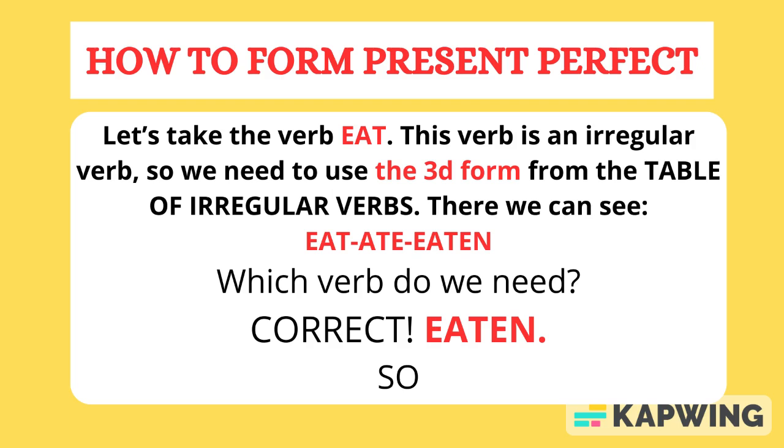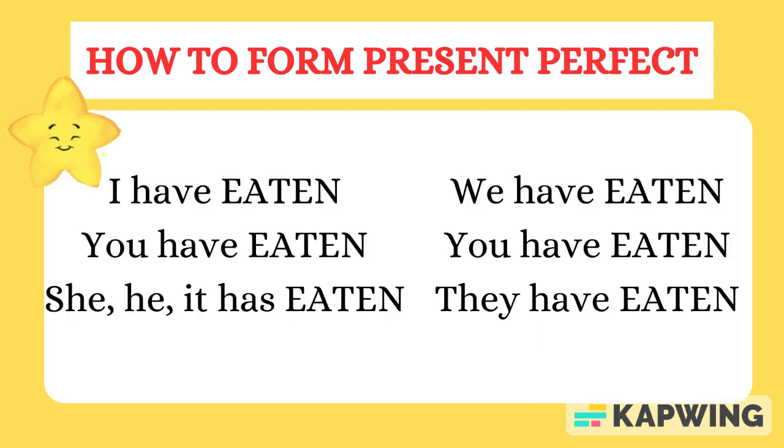So let's see. As we said before, we need the third form, eaten. And here we go. I have eaten. You have eaten. She, he, it has eaten. We have eaten. You have eaten. They have eaten.